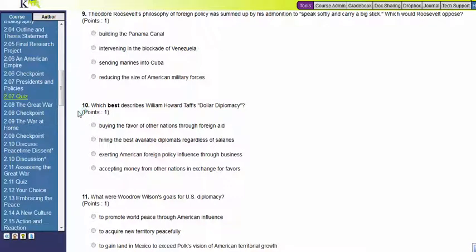Number 10, which best describes William Howard Taft's dollar diplomacy? Buying the favor of other nations through foreign aid, hiring the best available diplomats regardless of salaries, exerting American foreign policy influence through business, or accepting money from other nations in exchange for favors.